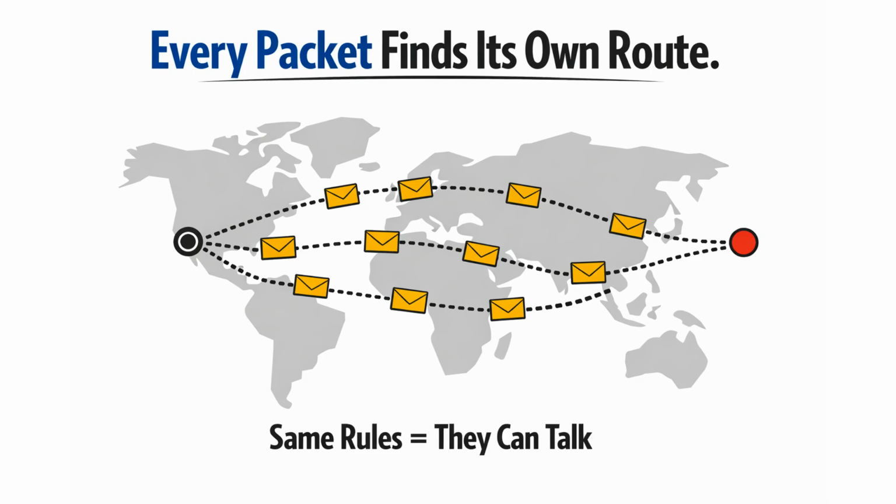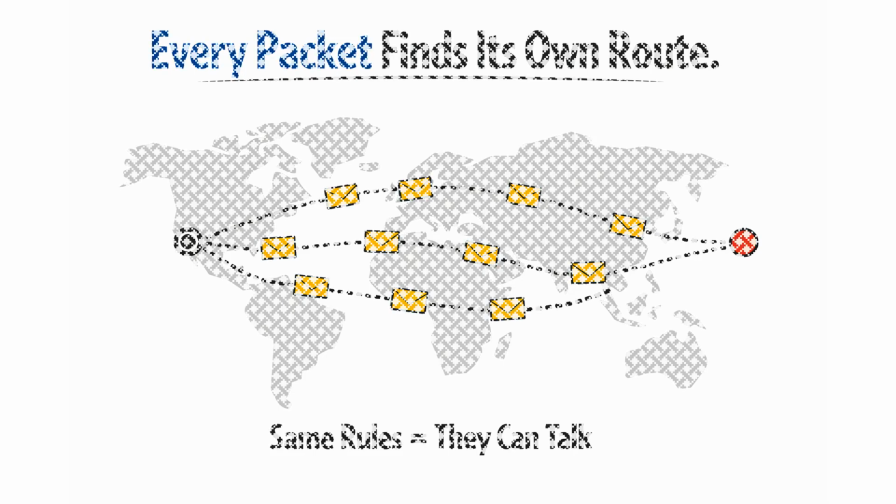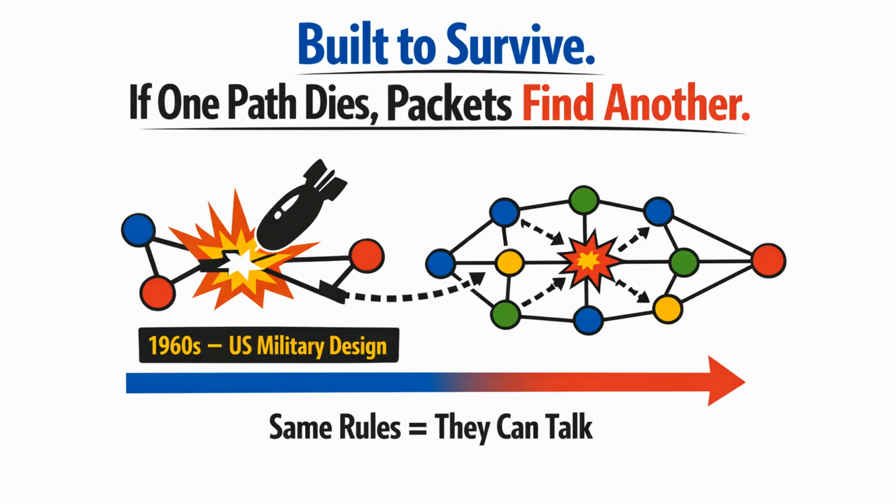This system, called packet switching, was actually invented during the Cold War. The US military wanted a communication network that couldn't be knocked out by a single bomb. If one route goes down, packets just find another one. That resilience is baked into the Internet's DNA from day one.